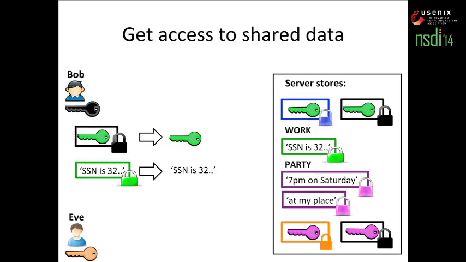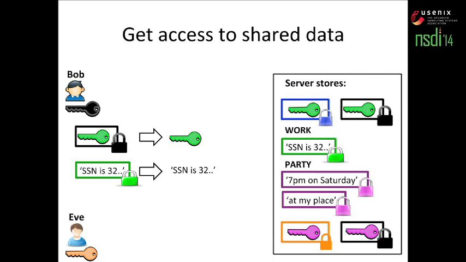Okay, so now when Bob wants to read the contents of chat work, he tells the server to give him the key for chat work, and he can decrypt that key and hence get access to the data of the chat. Note that Eve does not get access to the messages in the chat work because Eve does not have the green key encrypted under Eve's key. So she cannot see the contents of the messages in the chat work.